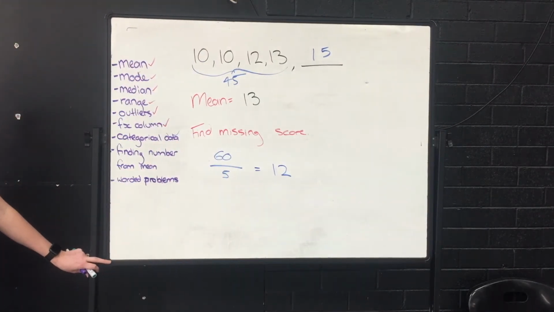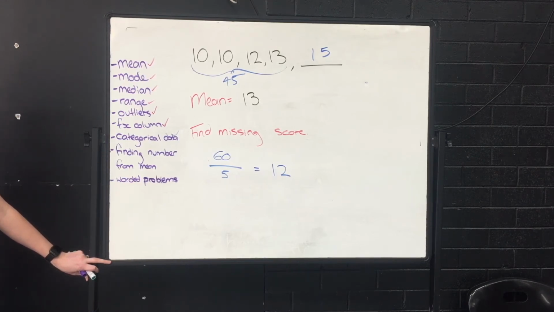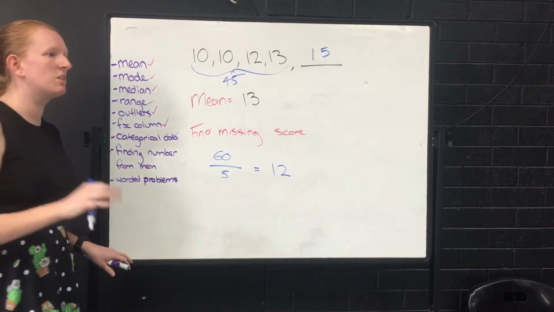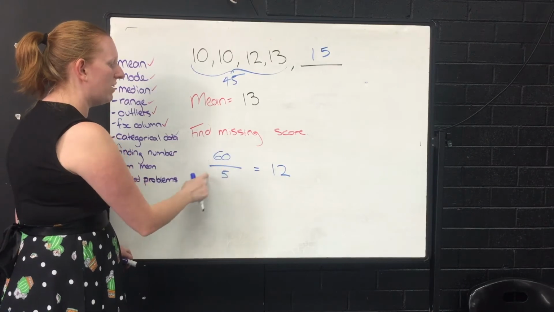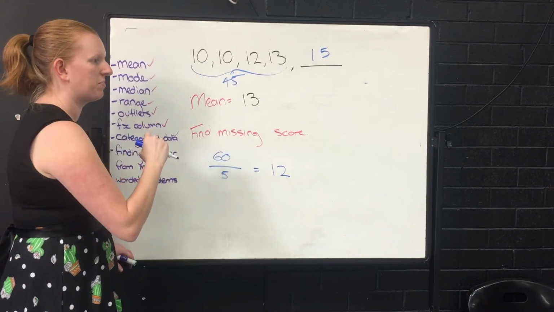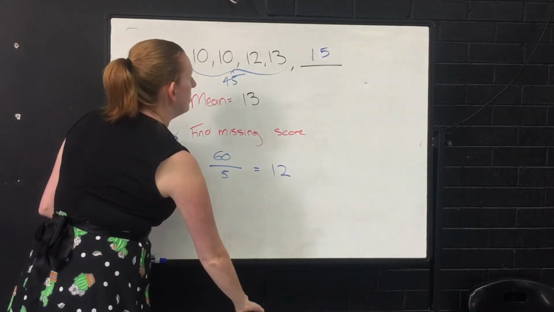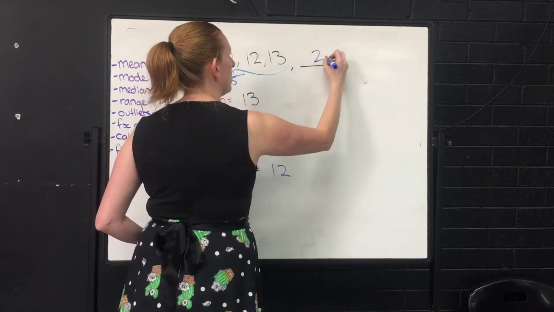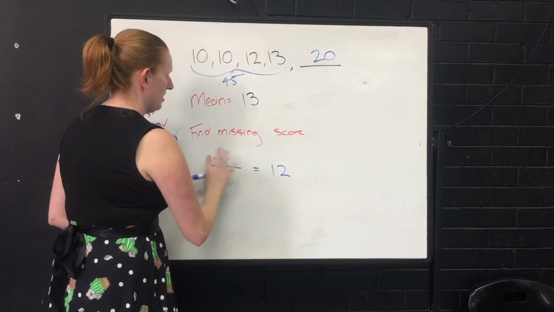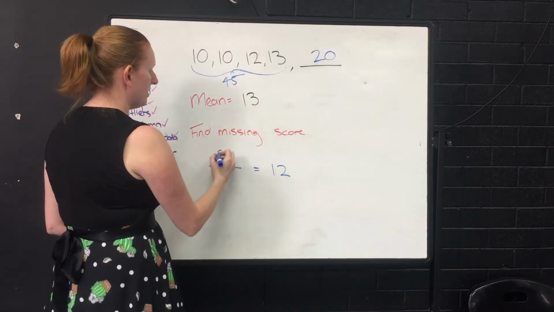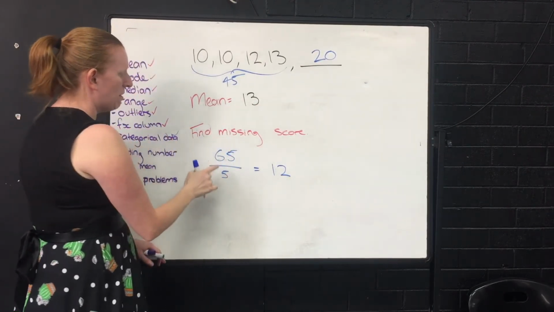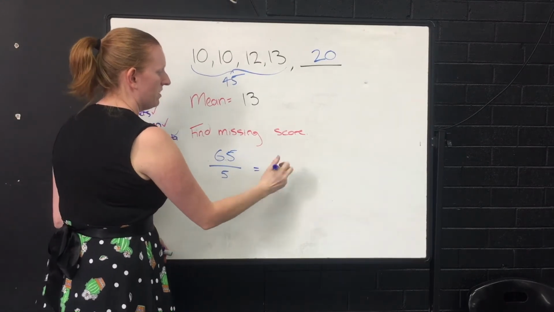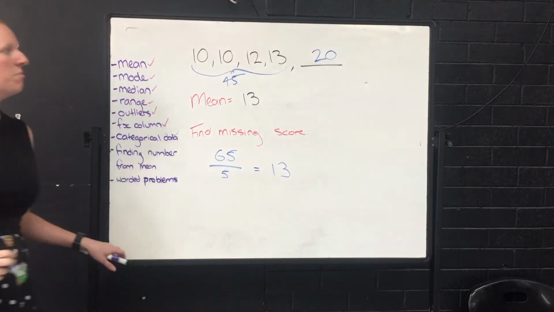So it's not 15. What could it be if it's a multiple of 5 that's bigger? 20. Awesome. So it's got to be a multiple of 5 because it's being divided by 5 and it's got no remainders. So let's try 20. So 45 plus 20 gives us 65. How many 5s go into 65? 13. So our missing score is 20.